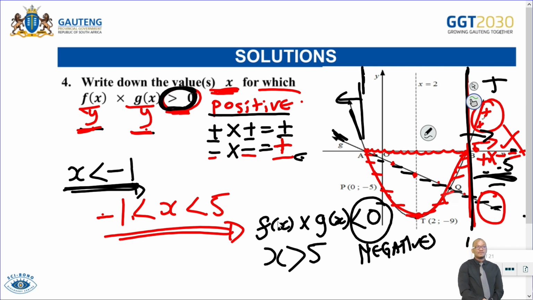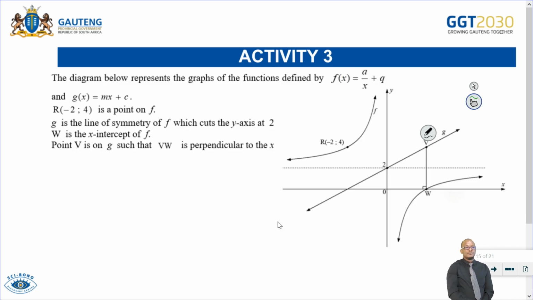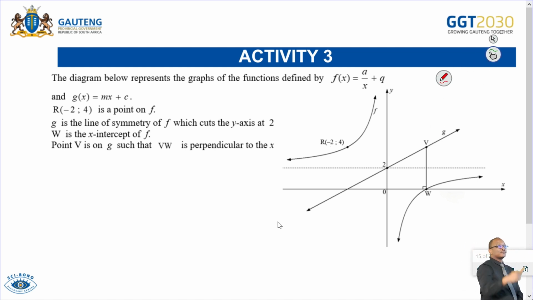Okay, now, activity 3. In activity 3, guys, remember in these cases, we read the statement, and you must read the statement carefully, and then you interpret it with your graph there. So now, they say the diagram below represents the graphs of the functions defined by f of x.